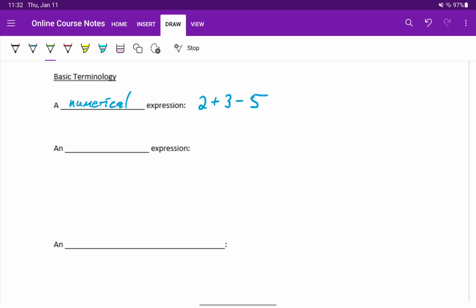And then we can define each of those numbers, every number that's being added or subtracted from another one, as an individual term. So this expression, 2 plus 3 minus 5, has a total of 3 terms.